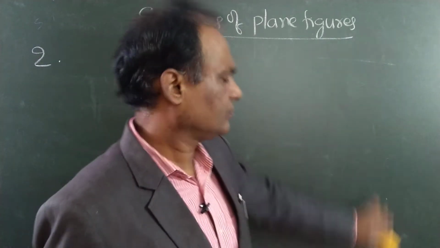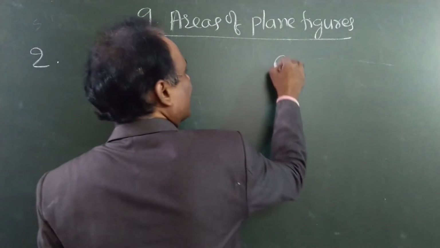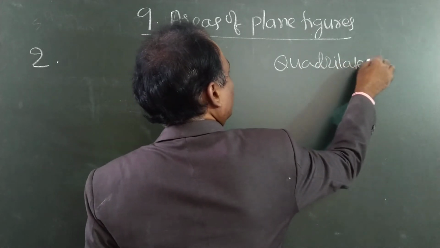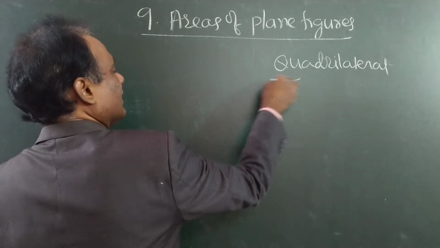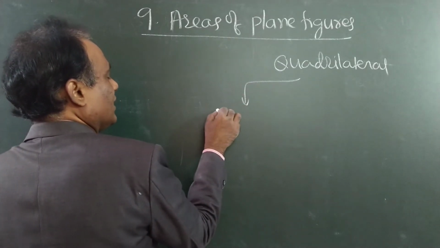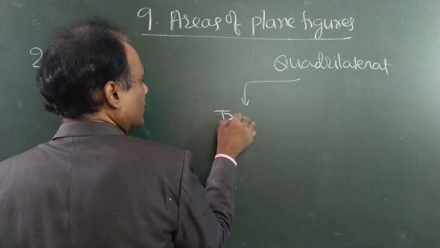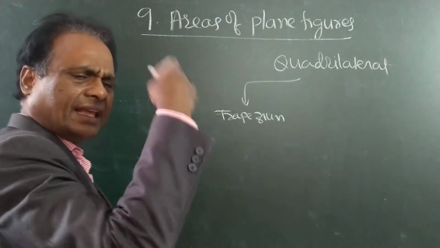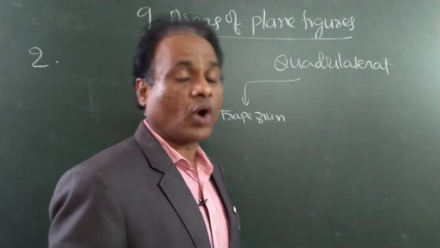See here. If it is bounded by four sides, it is a quadrilateral. In that, if opposite sides are equal, it is called trapezium. Square, rectangle, rhombus, parallelogram. So all these are under the heading quadrilateral.